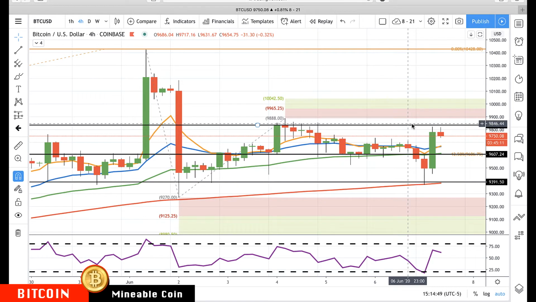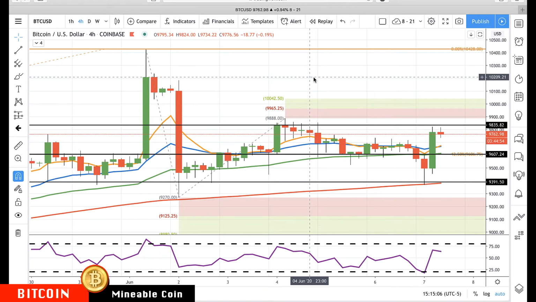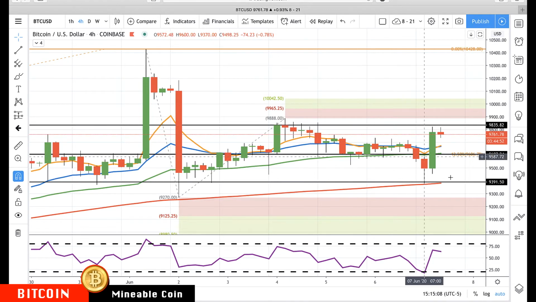So again, 98.35 above there. We're watching 98.88, which is this minor high. The real key levels we're watching: 99.65, 10,042. Then if you start rallying above there, you can start watching for 10,120, and then a major area, 10,210 about.